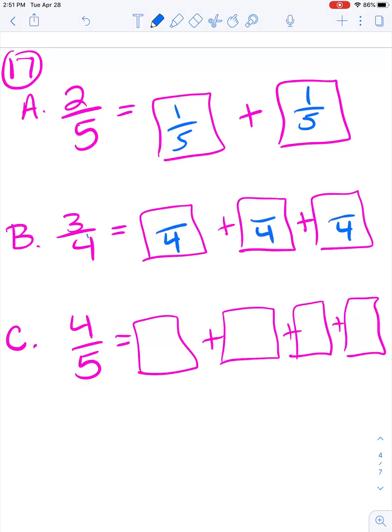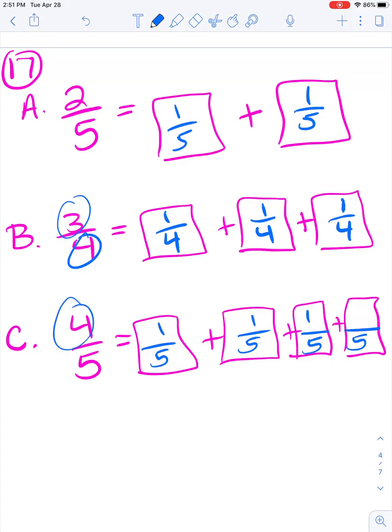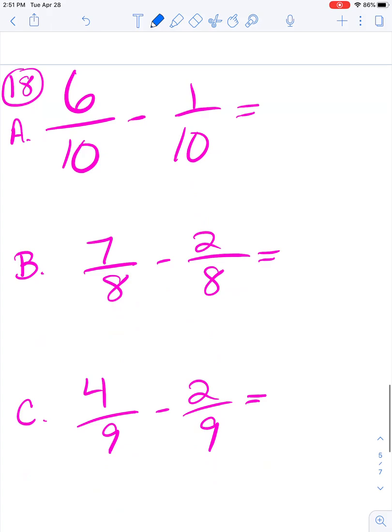Here, again, your denominator is going to be the same. It's a 4. We have 3 boxes. We have my numerator 3. We're going to use unit fractions. 1/4 plus 1/4 plus 1/4 equals 3/4. Here, we're going to keep our denominators the same, which is a 5. We have 4 boxes. Our numerator is a 4. We're going to do unit fractions. 1/5 plus 1/5 plus 1/5 plus 1/5 equals 4/5.